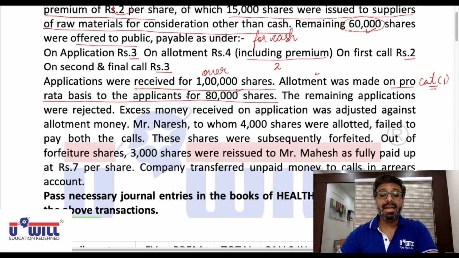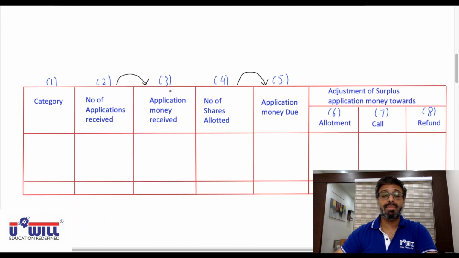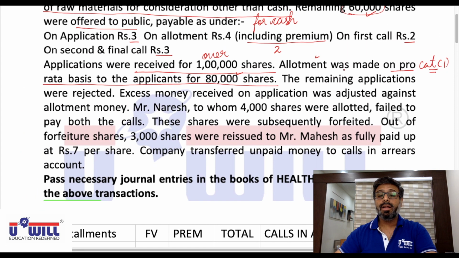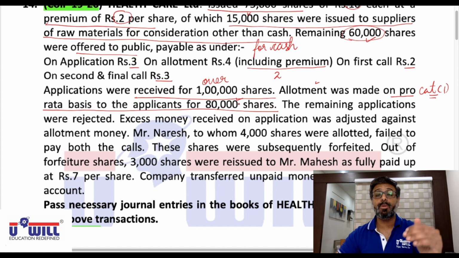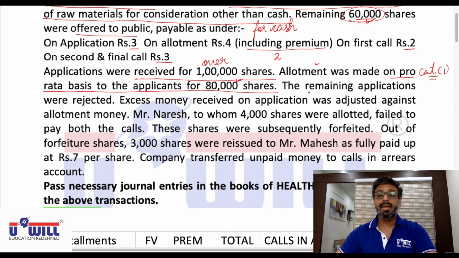Okay. Applicants for 80,000 shares means second column, number of applications received 80,000, and full allotment was made on this. Allotment was made on pro rata basis to applicants of 80,000 shares, means how many shares can we allot them? We have issued 60,000 shares in the public, so we cannot allot more than 60,000 shares. So against this 80,000 shares we have allotted 60,000 shares. Remaining applications were rejected, that is category 2.